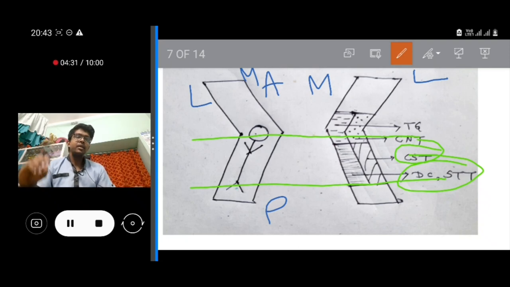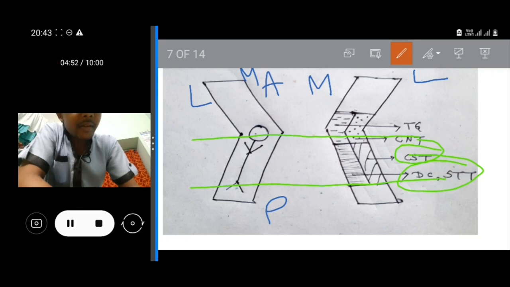Are the sensory areas, and corticospinal tract is the motor area. So if there is corticospinal tract damage, there may be hemiparesis, hemiplegia, paraparesis, paraplegia. And if there is dorsal column or spinothalamic tract damage, there will be sensory loss in the upper and lower limb. Okay, upper and lower limb.